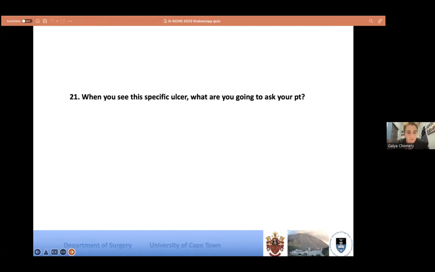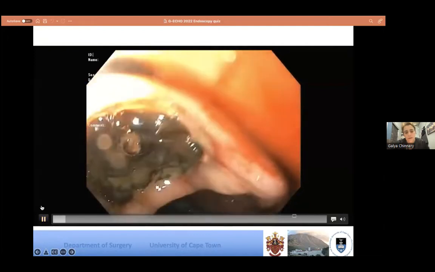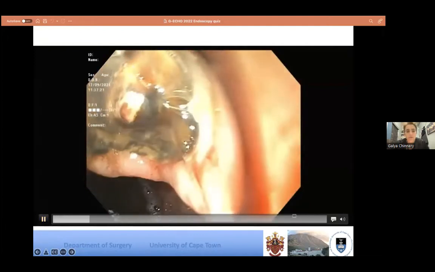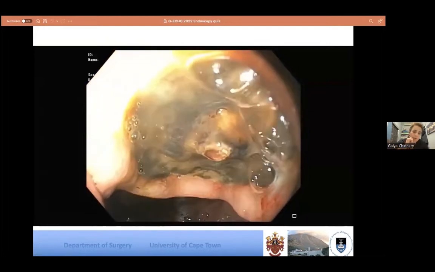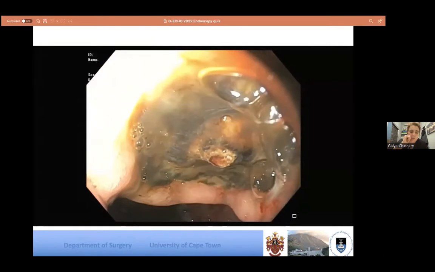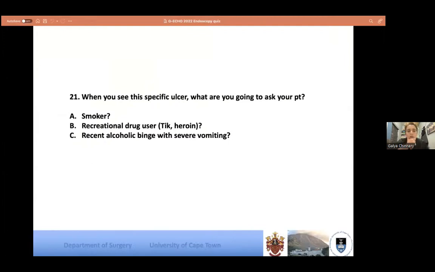All right. So here's the last ulcer I want you to take a look at. And it is just beneath the OG junction. You can see it's quite a scary one, a nice juicy vessel looking up at you. My question is not what you're going to do about it. My question is, what are you going to ask this patient? Are you going to ask him, is he a smoker? Are you going to ask him, is he a recreational drug user? Are you going to ask him, did he have a recent alcoholic binge with severe vomiting?